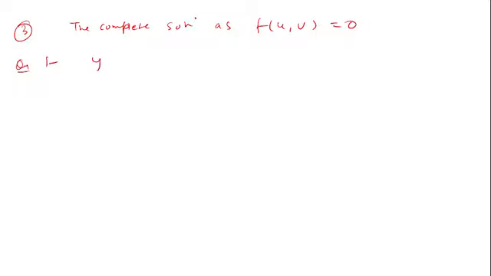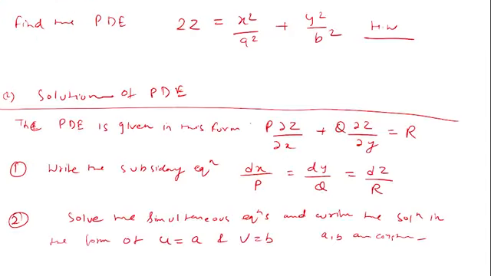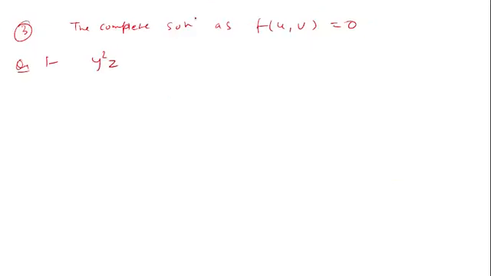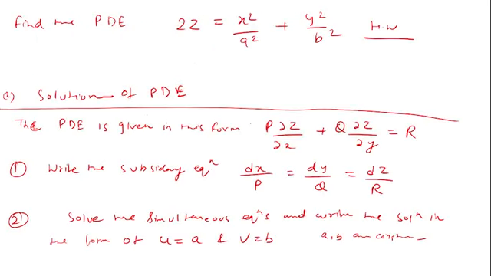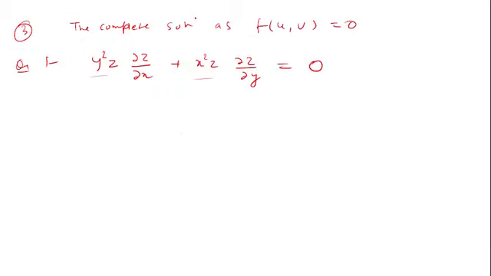So suppose they are giving you y square z del z by del x plus x square z del z by del y is equals to 0. Okay, this is your partial differential equation. R is 0 here. So this is your P, this is your Q. What is your first step? Write the subsidiary equation dx by P, dy by Q. Your R is 0, so we will not take this term. So it will be dx divided by y square z is equals to dy divided by x square z.